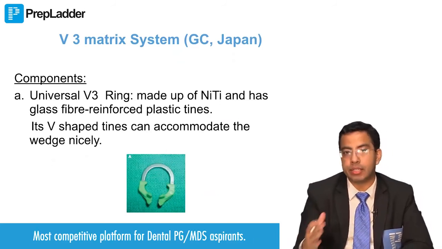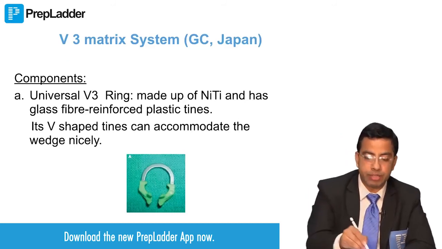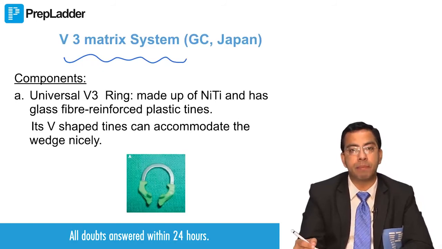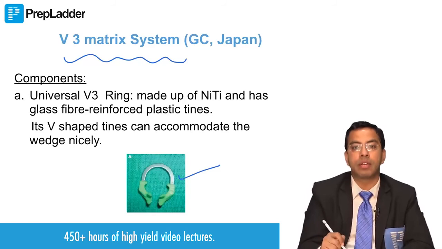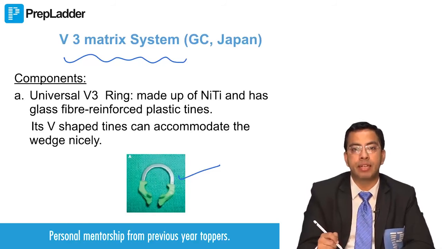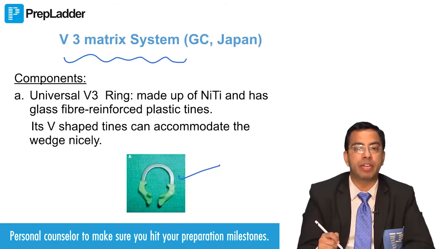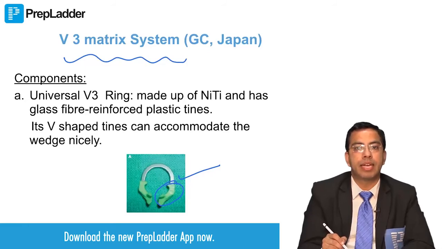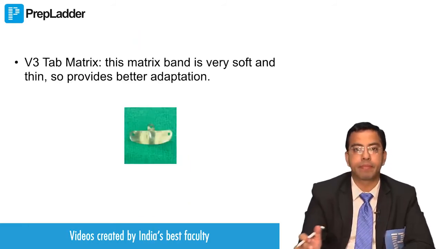To have a better understanding of how a sectional matrix works, I am going to give you an example of a V3 matrix system which was introduced by GC company from Japan. It has several components. First is the ring, and they have named it the V3 ring. It is made up of nickel titanium and has glass fiber reinforced plastic tines. These are the plastic tines. Its V-shaped tines can accommodate the wedge very nicely.